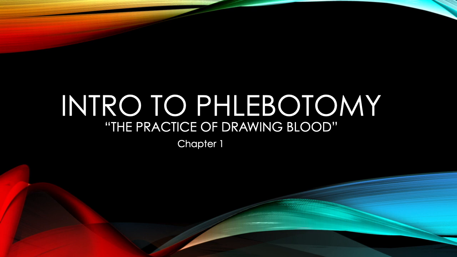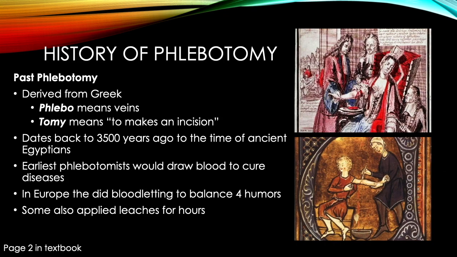The history of phlebotomy actually dates back to Egyptian times, the era when a lot of medical discoveries were made, including surgery and diabetes. The actual word phlebotomy comes from the Greek terms phlebo and tomy. So phlebo means veins and tomy means to make an incision.